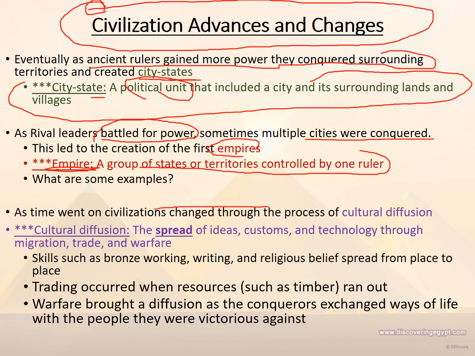As time went on, civilizations changed through the process of cultural diffusion as ideas and technology, which is a big one, spread. As migration happened, one group traveled to another city-state, bringing with them their ideas, their gods, their technology. Trade, people were like, hey, that looks like a way better sword than the sword I have. And the merchant's like, yeah, this is bronze, you've got copper, bronze is way better. And they would trade for these things. And then the guy's like, well, how'd you make this? Well, we take tin and copper, and we make this better bronze.